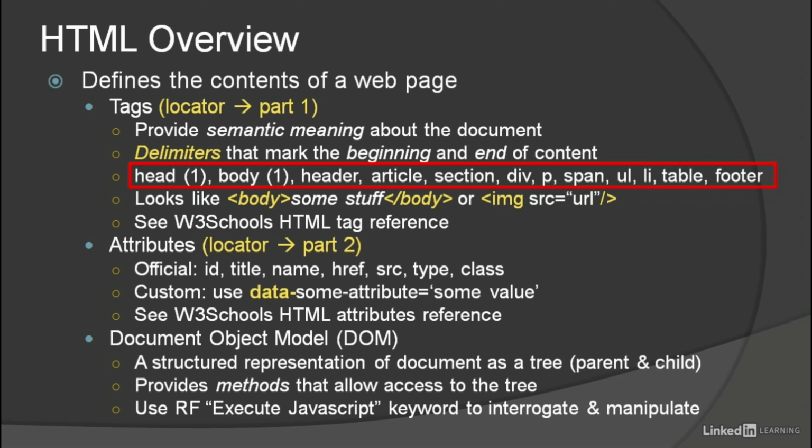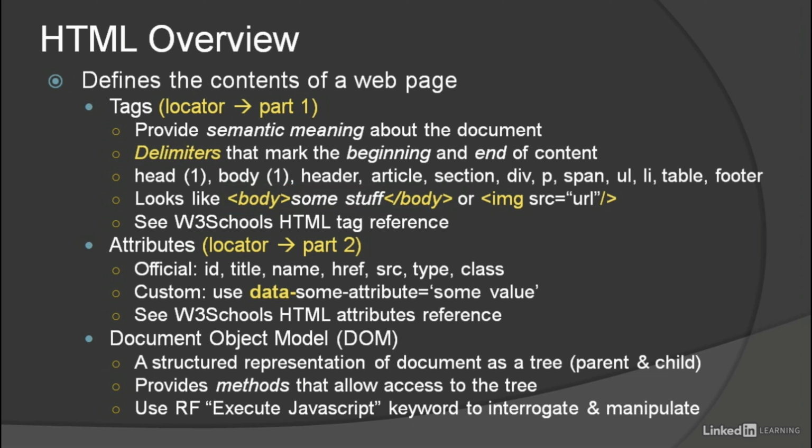And you can see that I have a 1 next to head and body. And the reason why that's there is because you only ever have one head and one body in any given web page. And tags generally look like what you see here. You'll have angle brackets that surround the tag itself. And you'll see that we have a beginning tag and an ending tag. The difference between the beginning and ending tag is the slash that you see in the ending tag. As I mentioned, the beginning of the body tag and the end of the body tag are delimiters that mark the beginning and end of content. In this case, you see the words some stuff. That's the content of the body of our web page. So you have an opening tag, which delimits the beginning, and an ending tag, which delimits the end.